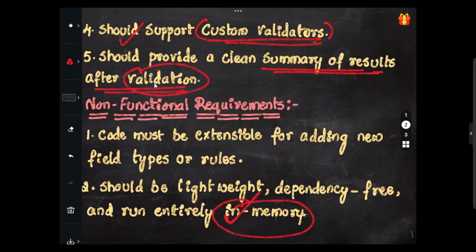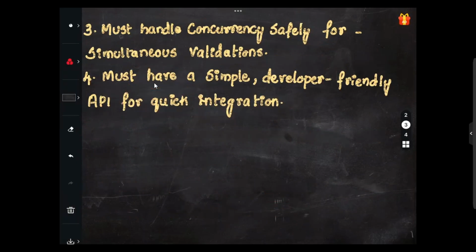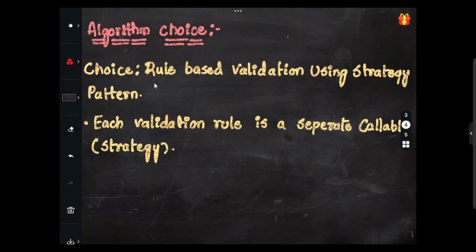The third one: it should handle concurrent validations safely. The final one: it must have a simple, developer friendly API for quick integration. So these are some of the non-functional requirements.